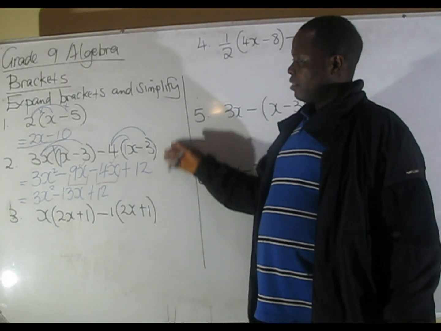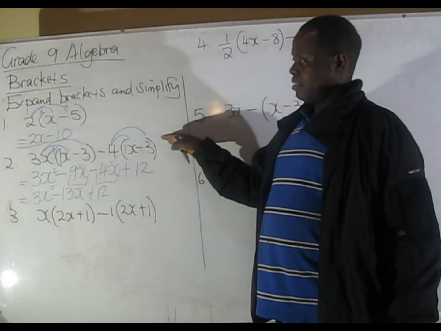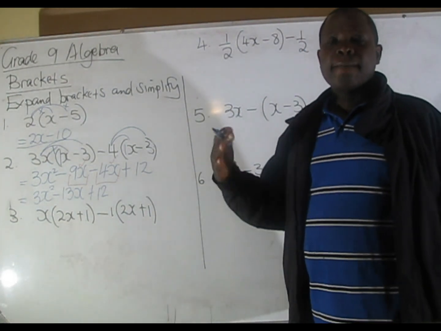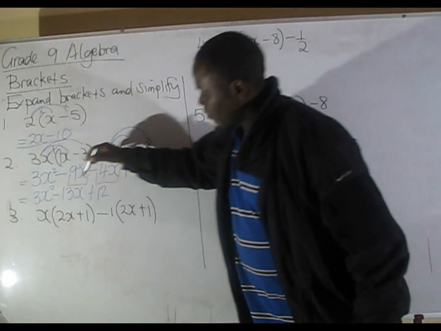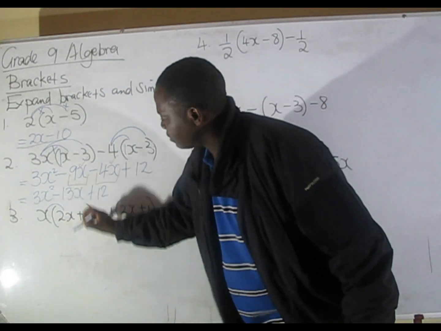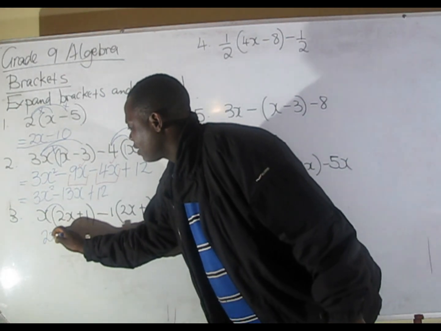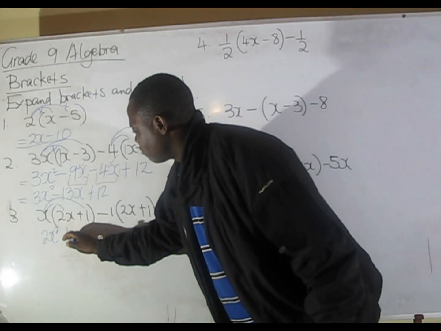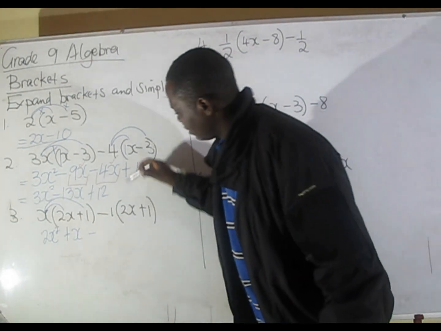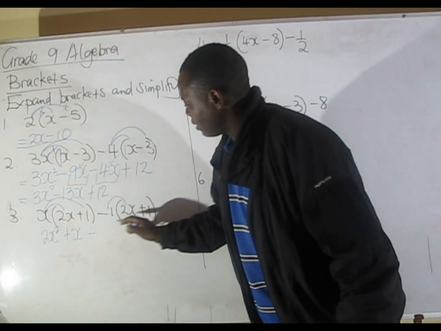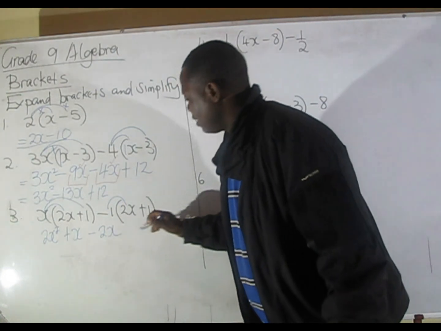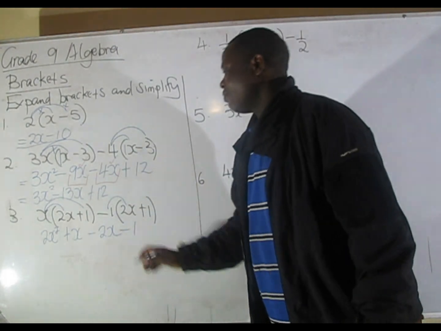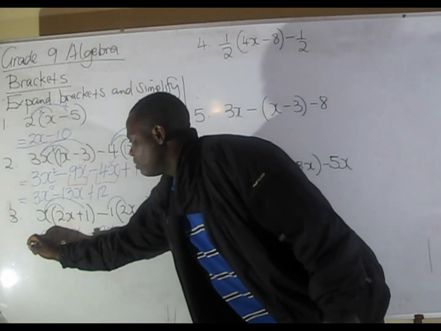The last one, this is just to emphasize the same thing, but the number 2 and number 3 are exactly the same. Brackets are removed by multiplication. So I'm going to multiply here, x times 2x, that will give me 2x squared. Then I multiply x times 1, that will give me plus x. Then negative 1 times 2x will give me negative 2x, and negative 1 times positive 1, I get a negative 1. I have removed the brackets.